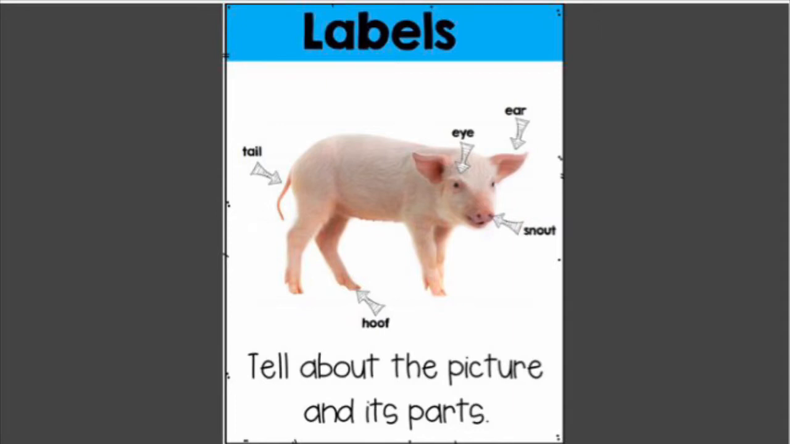And so when you add labels, we'll add an arrow to the part of the picture that we're talking about, and then we'll label it, we'll write what it is. So now that we know what a label is, it's something that we can add to make our writing even better. We're going to go back and I'll show you how I added it to my book.